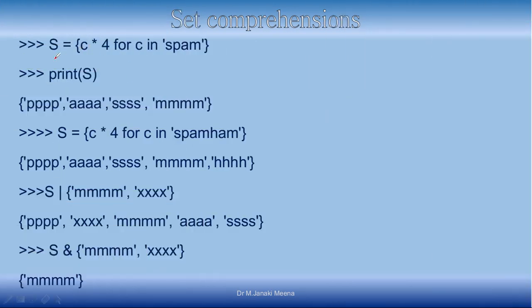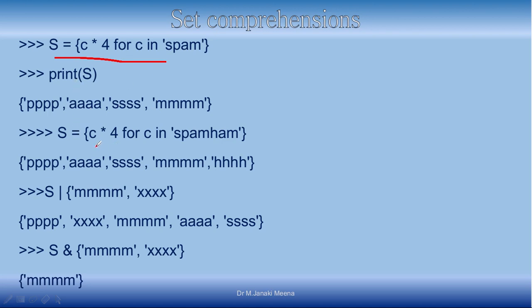And I can also do it like this. This star operator we have already seen. For strings it is defined for multiple concatenation, and when I say for c in spam, the characters one by one will come into c, and when I multiply by 4, it will be concatenated 4 times. So you will see that all the 4 characters are concatenated 4 times, and now it will be present in the set S.